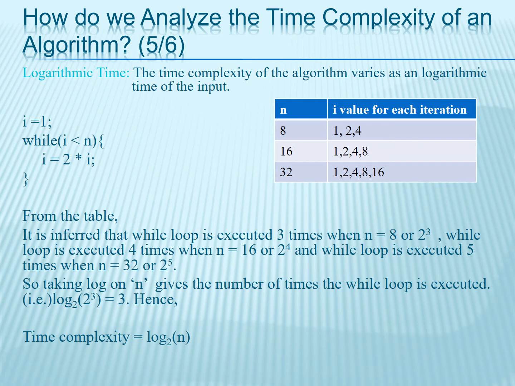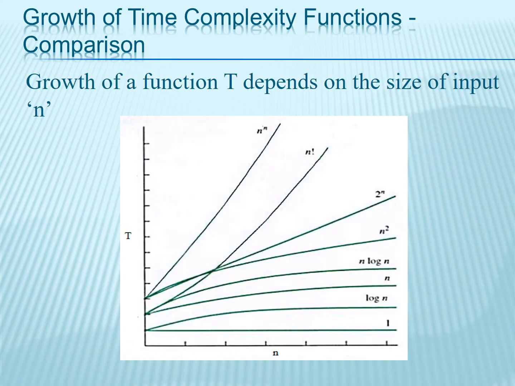Hence, the time complexity of the given piece of code is log 2 of n, hence the piece of code represents the logarithmic time complexity. The chart here represents the growth of time complexity of various algorithms.